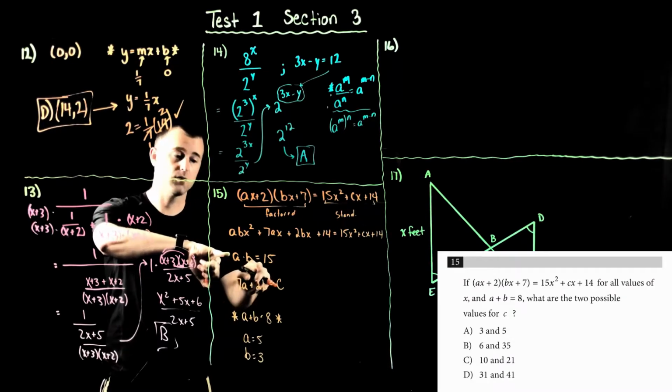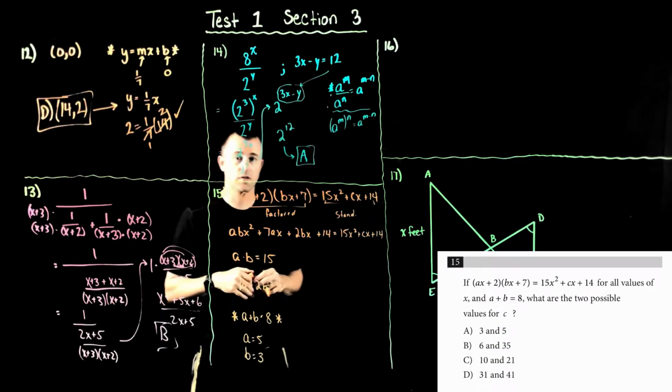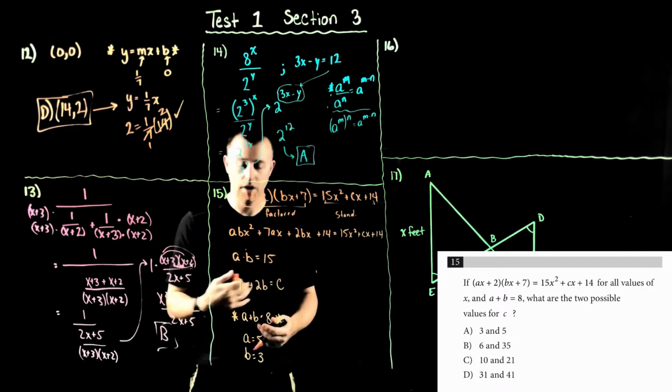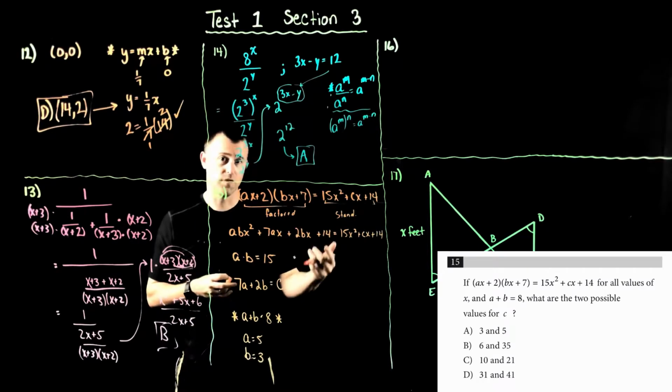and now that I have this written out, I know they multiply to give me 15. So I'm going to call A 5 and B 3. You may wonder, how do you know it's 5 and 3, not 3 and 5? Well, the question itself says, what are the two possible values for C?